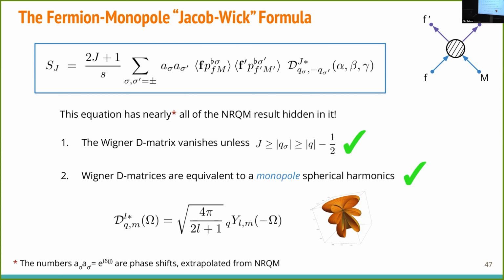They're just derived from the fact that if these labels are more than the J here, the D matrix vanishes. So the D matrix vanishes unless the J is larger than Q. So that gives me exactly this fact that the partial wave decomposition doesn't start at 0, it starts at Q minus a half. The Wigner D matrices are equivalent to the monopole harmonics, which we now define from the bottom up.